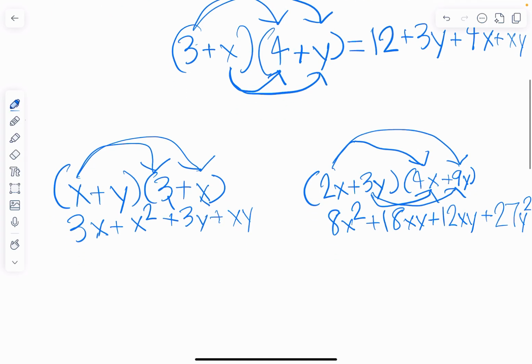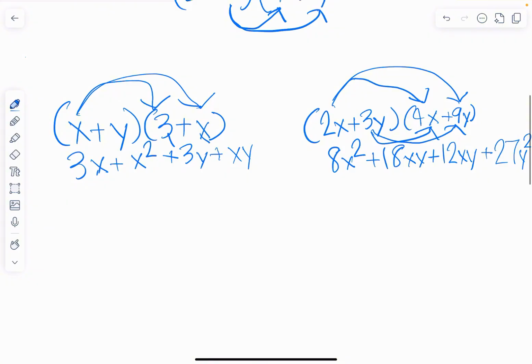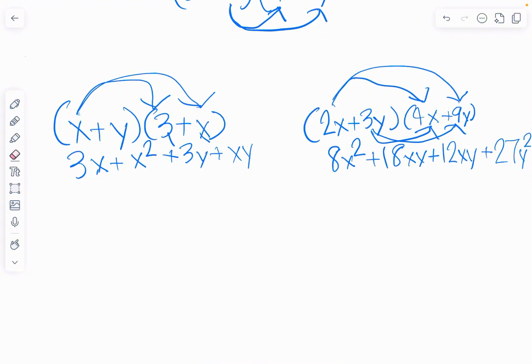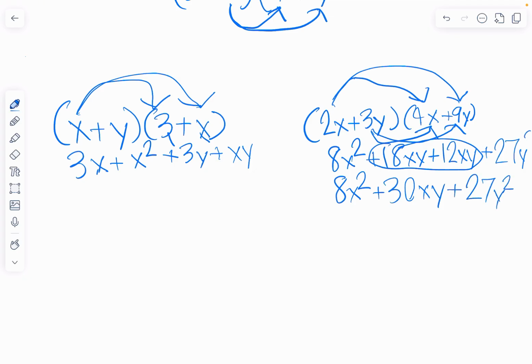For this problem, we actually aren't done yet because we can still simplify even further. We can do 8x squared, and we could combine these two into just 30xy. And then add 27y squared, and this is supposed to be squared here.